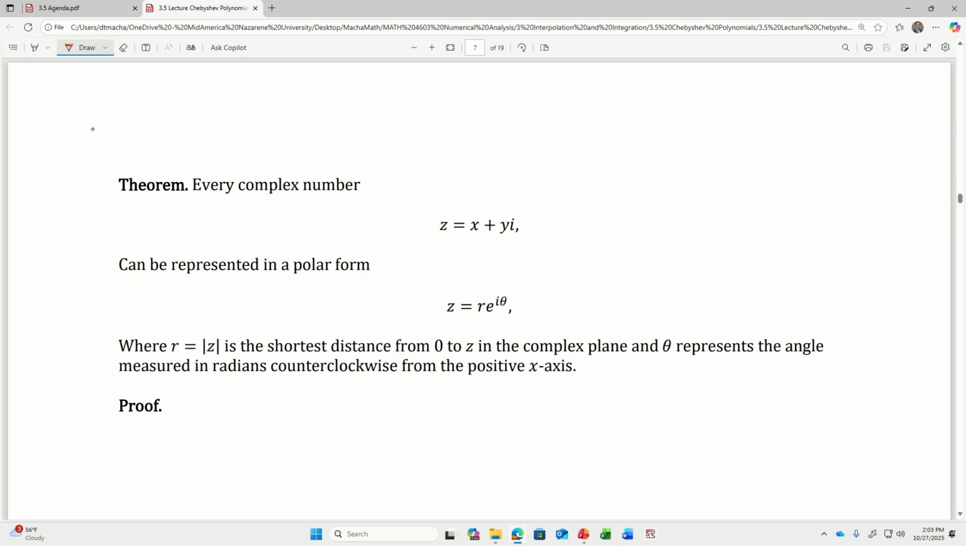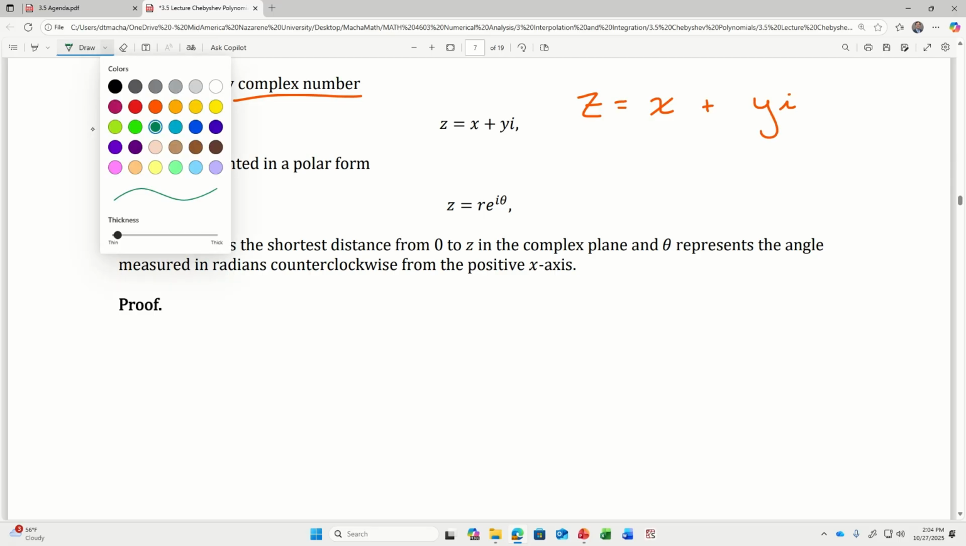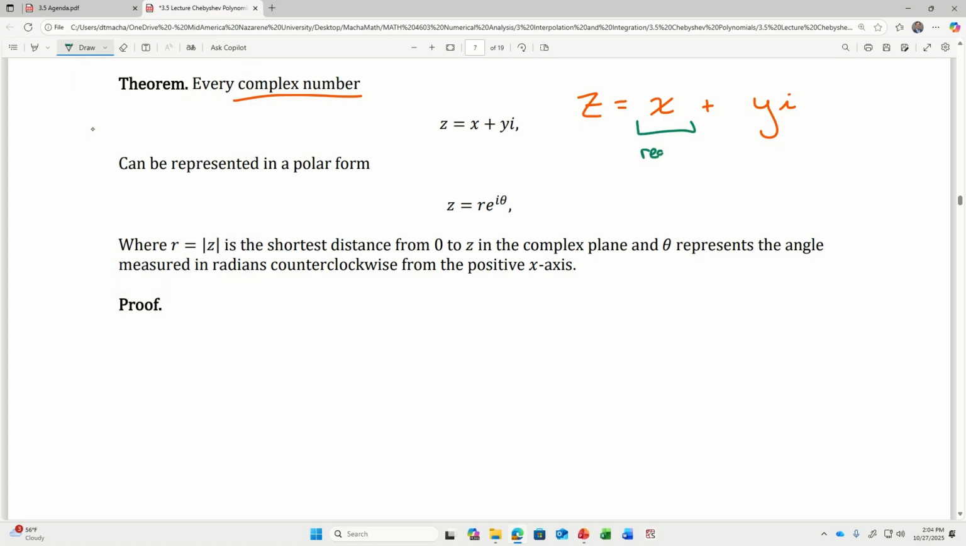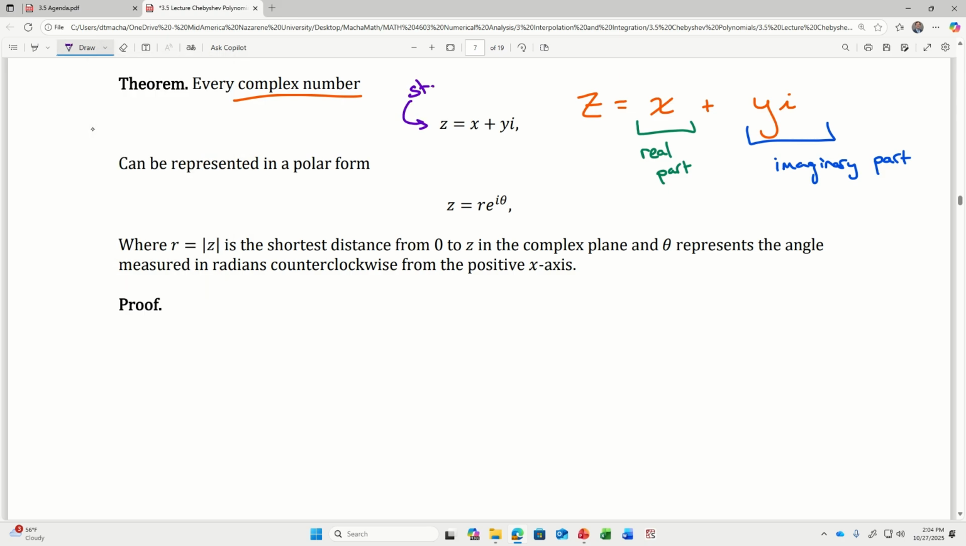So every complex number can be represented in a polar form. A complex number is a number with a real part plus an imaginary part. So in this case, x would be my real part, and I would be my imaginary part. And the whole thing is called a complex number, and this is what we would call standard form. And this is what we call polar form.